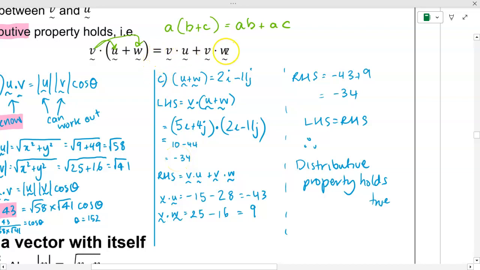I'm just going to double check the right hand side. Dot product of V and U, dot product of V and W. Double check you're happy with those. When I add them together, I get 30 minus 34, which is the same. So left hand side is right hand side. So the distributive property holds.